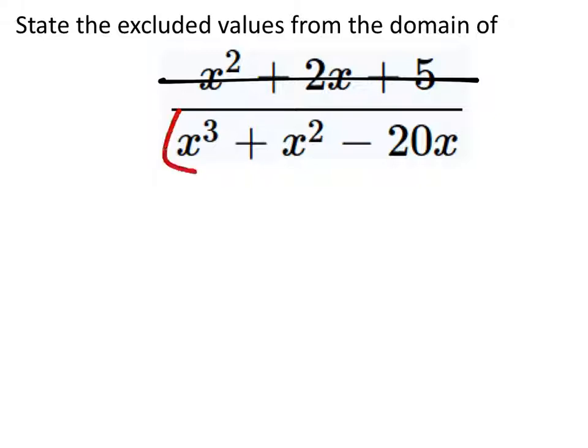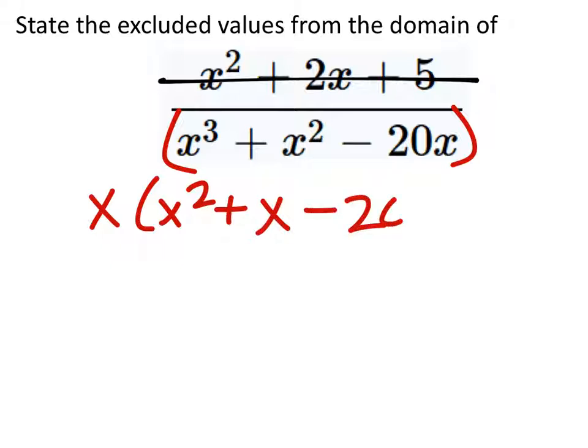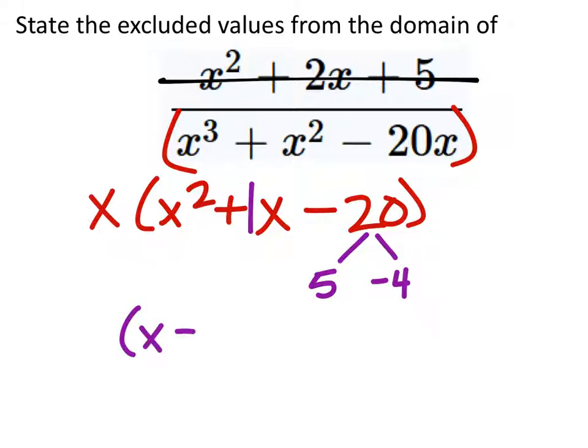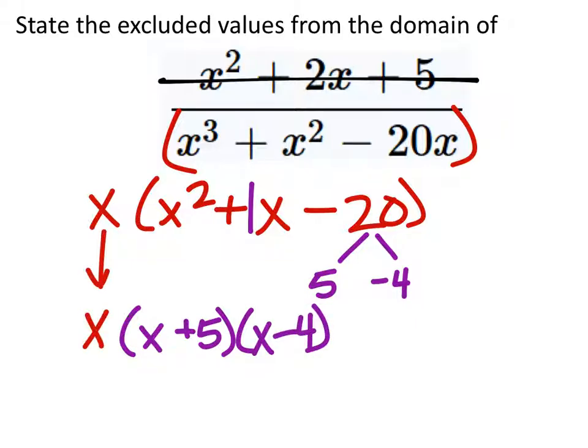Well, from this expression, I can see that I can factor out an x, and that leaves us with x squared plus x minus 20, and two factors of -20 that add up to 1. Looks like that would be 5 and -4. So that splits that up into x plus 5 times x minus 4, but we can't forget about the x as well. As long as this does not equal 0, then we're in good shape.